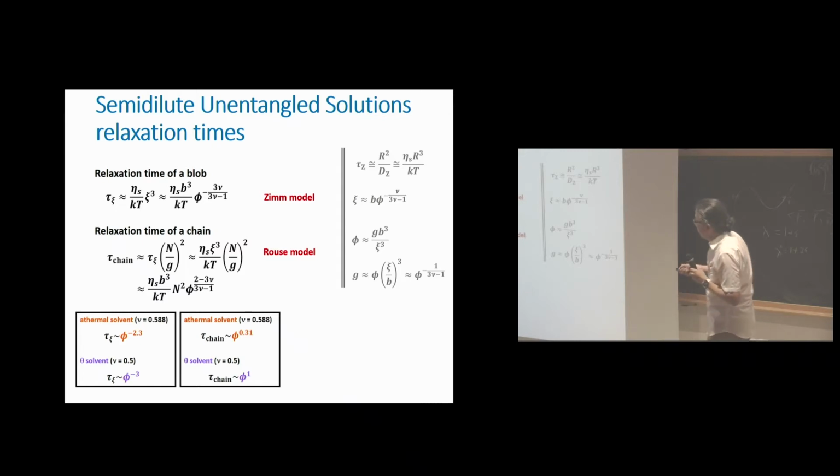After that, for a chain, which is bigger than the correlation length, we can apply the Rouse model. The relaxation time of the Rouse mode is the product of the relaxation time of the monomeric unit and its number squared, so we can use the relaxation time of the blob here. And this is the number of blobs, that is, the number of monomers in a chain divided by the number of monomers in a blob. Then just carefully change and check the exponents to have this relationship.